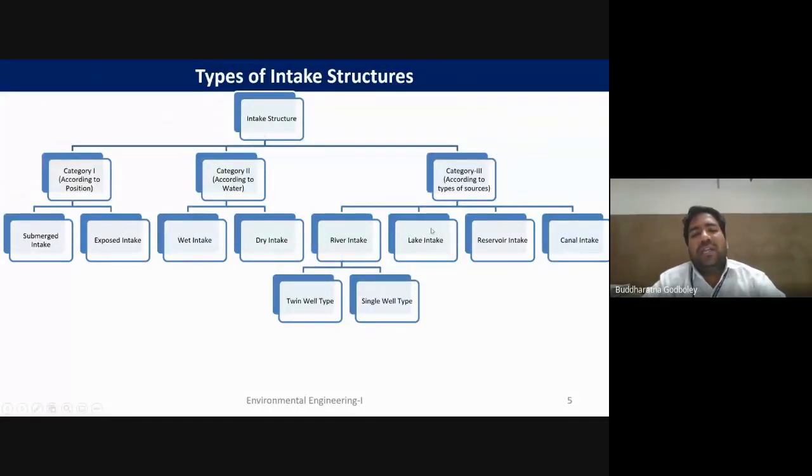Somehow, somewhere, this lake intake is correlated with the exposed intake. These two become almost the same, or we can say that if you have a lake intake, we can call it an exposed intake. Okay, river intake can be further classified in two ways, like twin well type or single well type. We can classify in these two ways. Okay, now we'll see one by one what is there in each category.